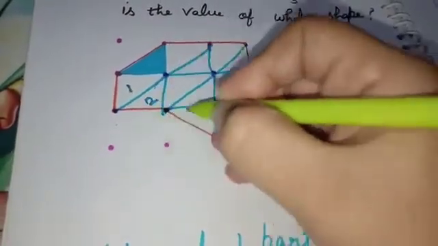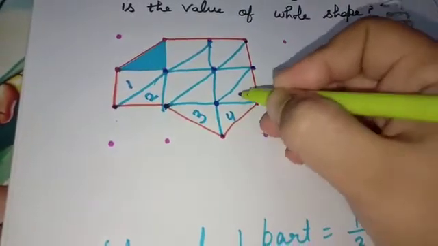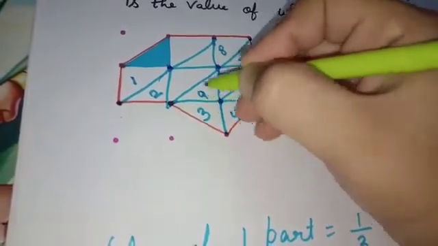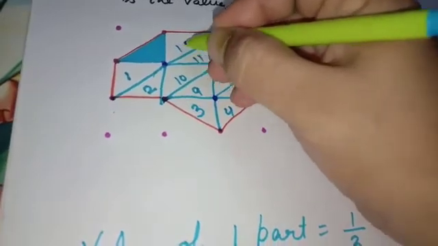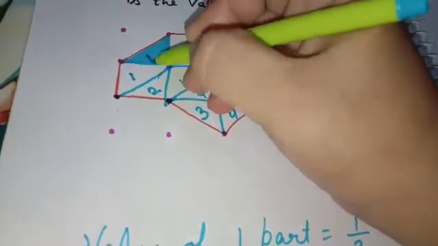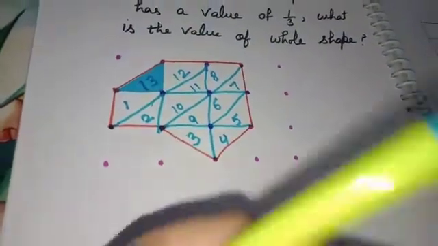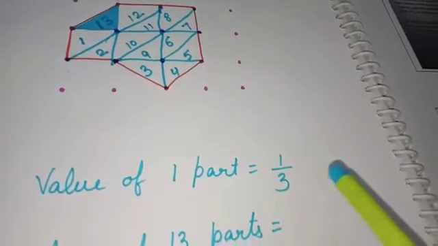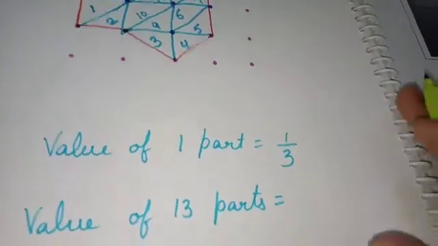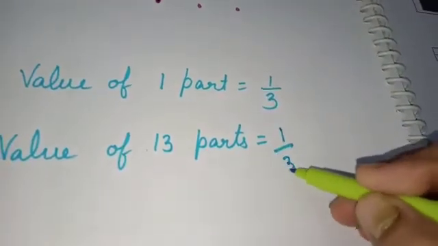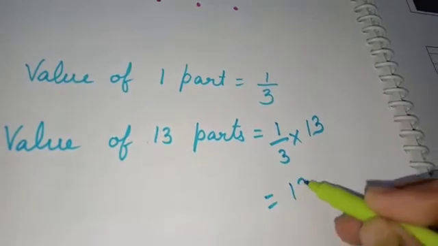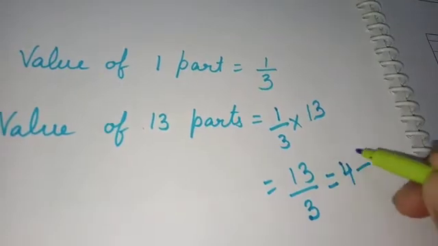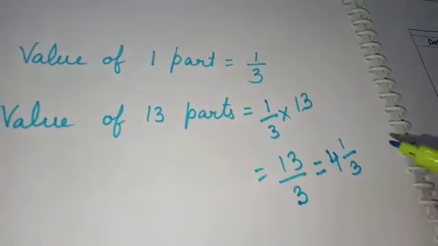1, 2, 3, 4, 5, 6, 7, 8, 9, 10, 11, 12, and 1 is already shaded, so it will be 13. Okay, the value of one shaded portion is 1 by 3. So what will we write? Value of one part is 1 by 3. Then value of 13 parts will be, what to do? 1 by 3 multiply 13. Cancellation is not possible. 13 by 3, which is an improper fraction, convert into mixed. So the answer is 4 1 by 3.